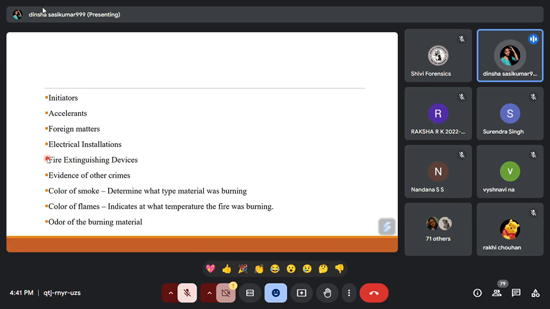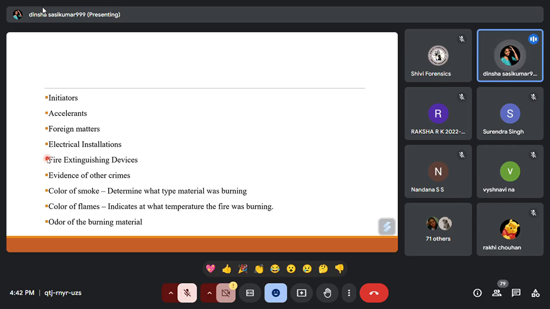The next is color of smoke. The color of smoke indicates what type of material was burning, so we have to check for the color of the smoke. Then the color of flames. The color of flames always indicates at what temperature the fire was burning. These details can be collected from the witnesses or from the bystanders. So color of flame and color of smoke will give us valuable insights into the type of material burning and the temperature of the fire during the burning process.